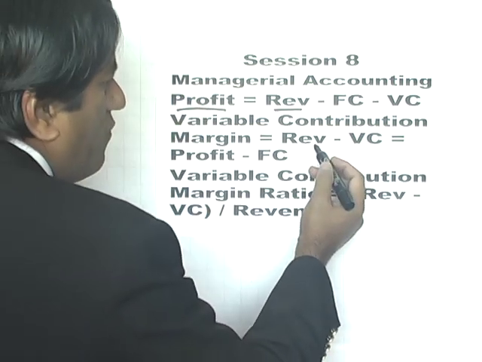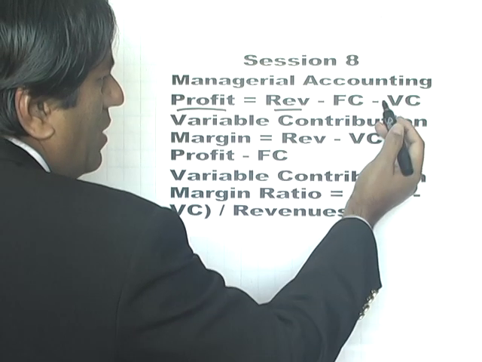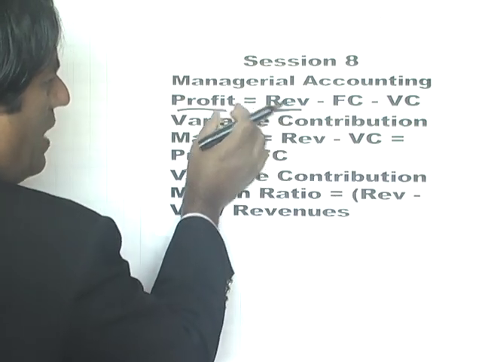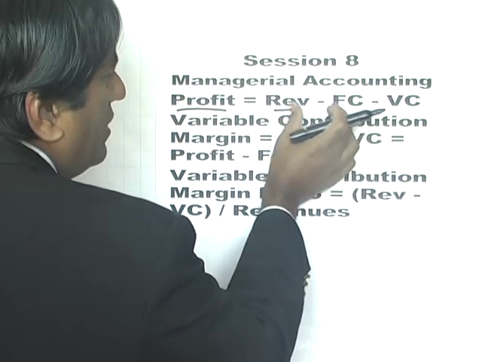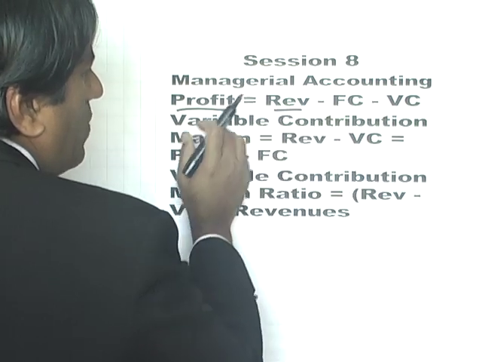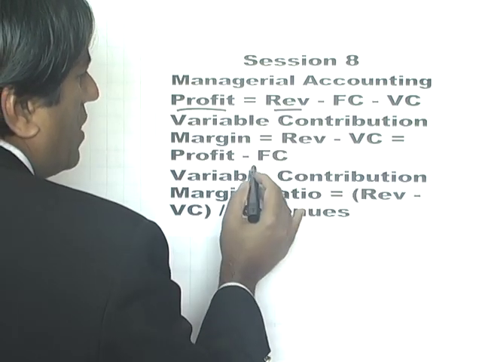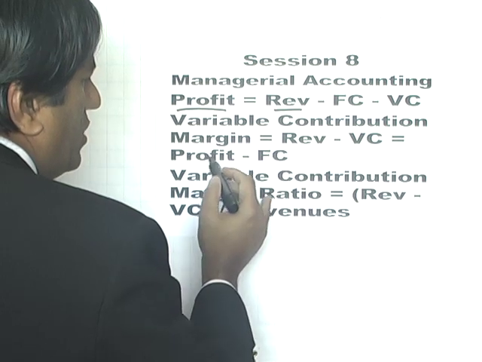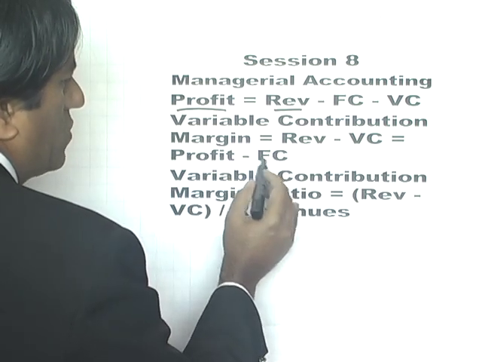Now, if you take fixed cost to the other side of this equation, then revenues minus variable costs become equal to profit minus fixed costs. So the variable contribution margin also equals profit minus fixed costs.